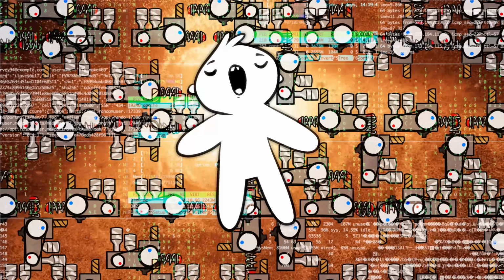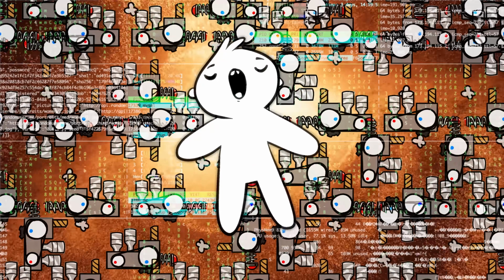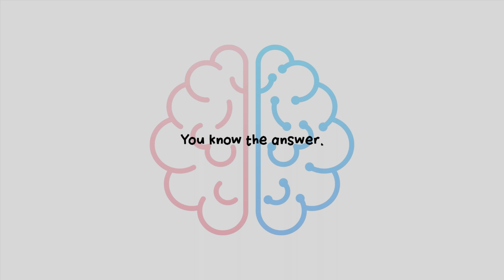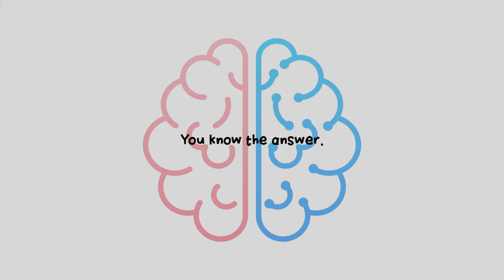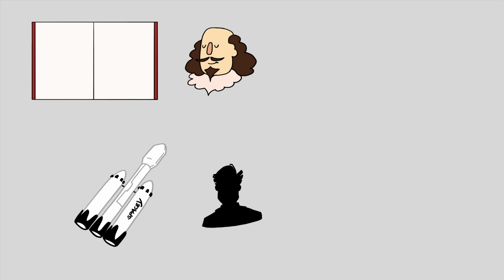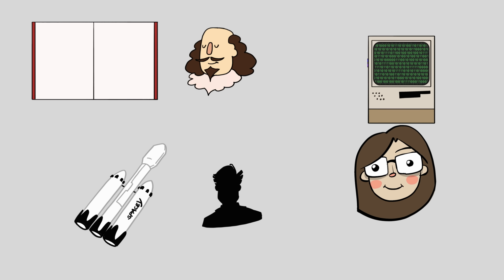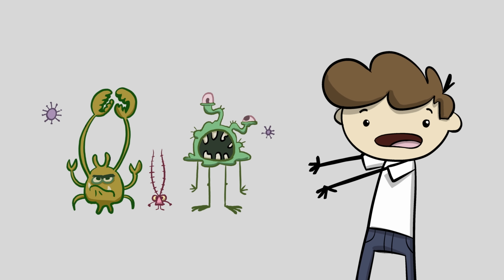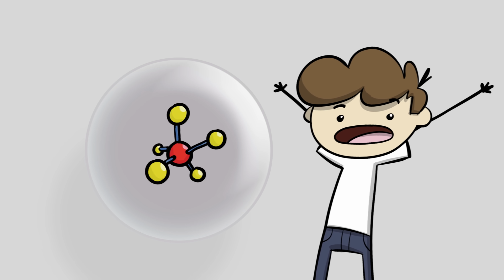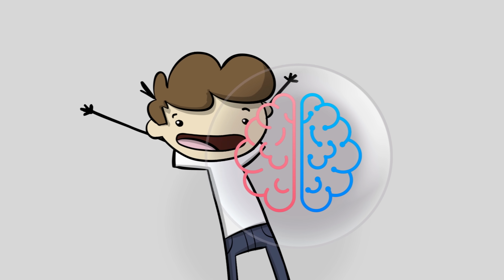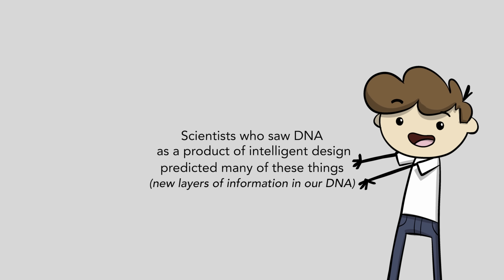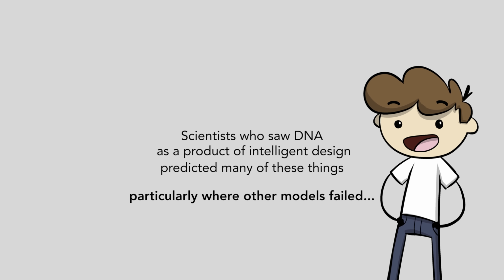Where in your experience do things like language, proofreading, nanomachines, and information-rich code come from? You know the answer. They have only one known cause: intelligence. Books have authors, machines have inventors, code has coders. Therefore, if we want to understand biology, our own bodies, how and why diseases work, if we want to advance science, we need to view it from a standpoint of intelligent design. Scientists who saw DNA as a product of intelligent design predicted many of these things: new layers of information in our DNA, particularly where other models failed.